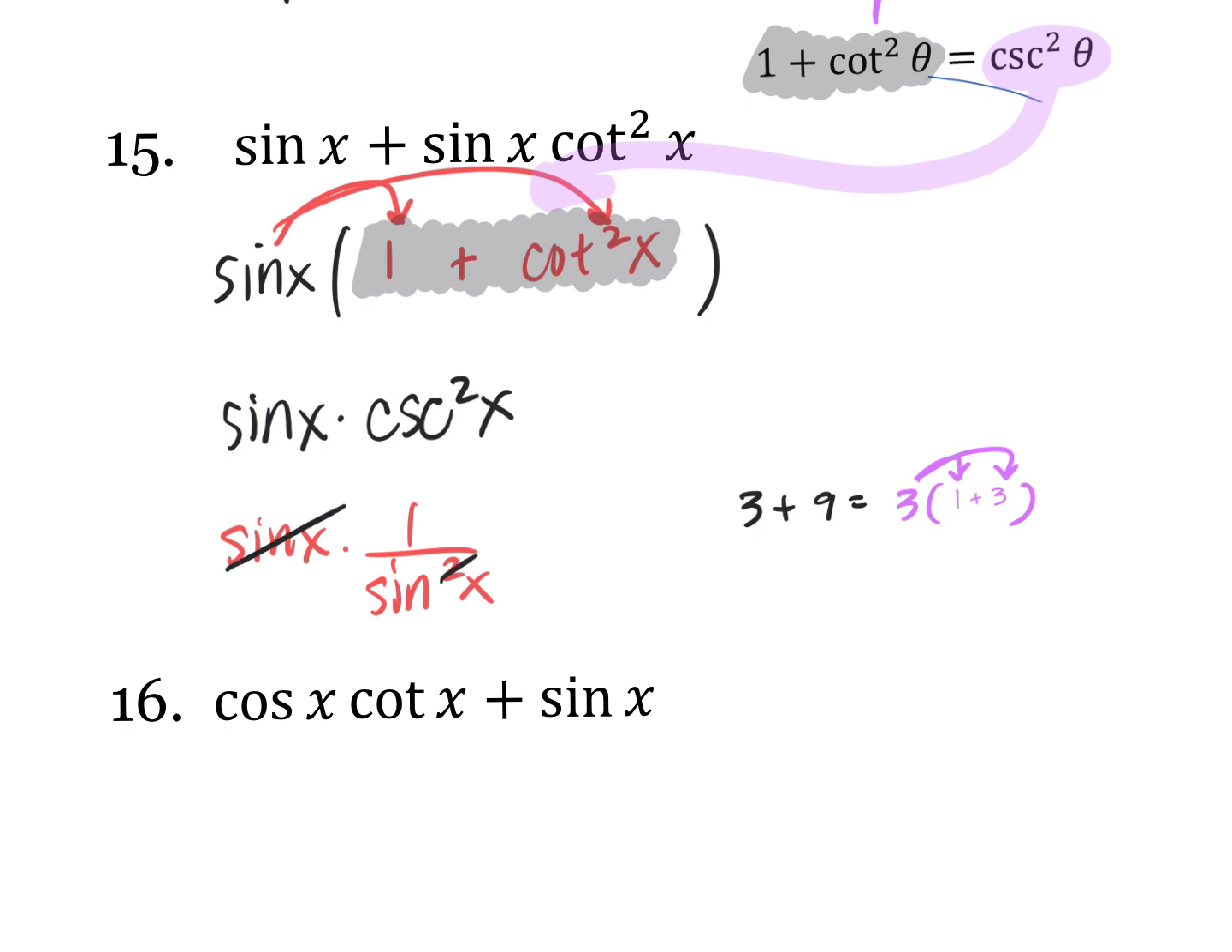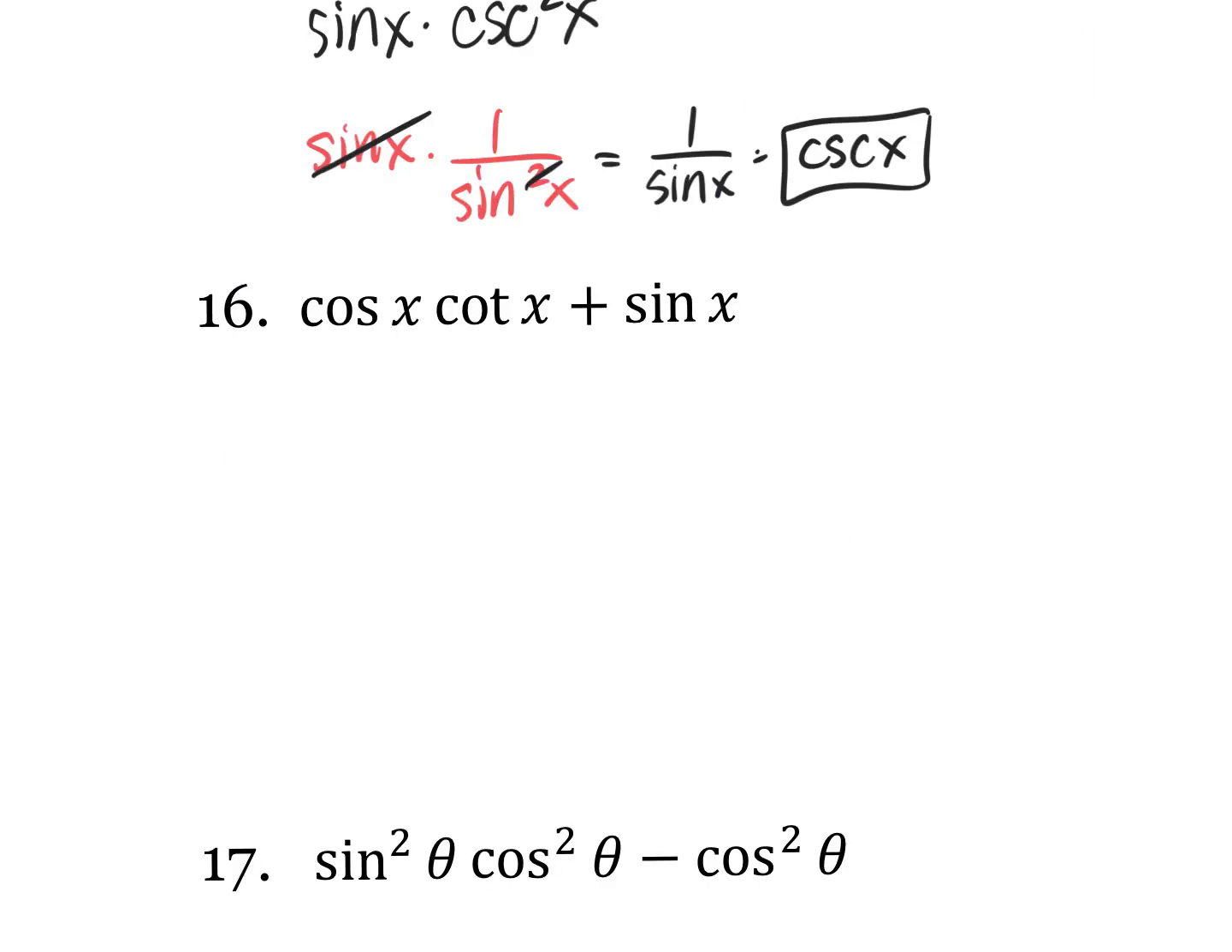Wouldn't one sine cancel with one of those sines? What am I left with then? 1 over sine, which again isn't probably the simplest because it's got division in it. 1 over sine is the same as cosecant. We're done.